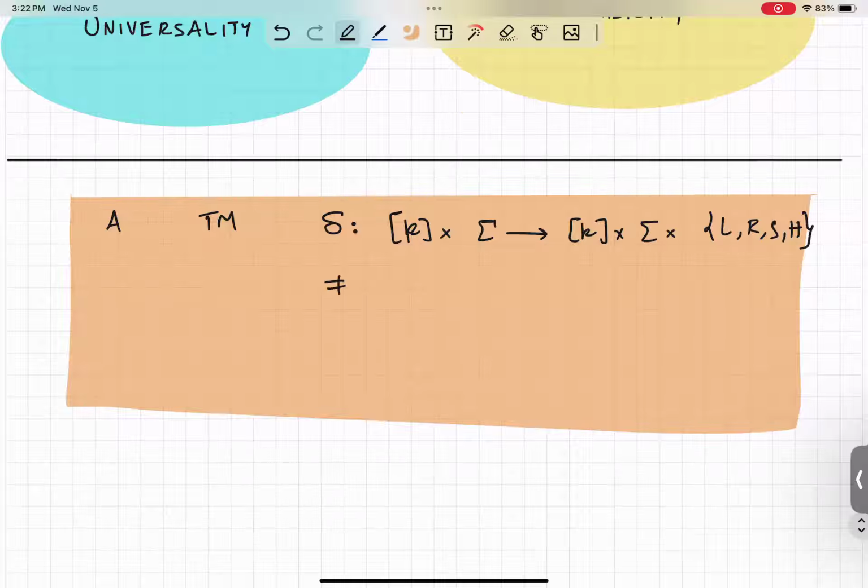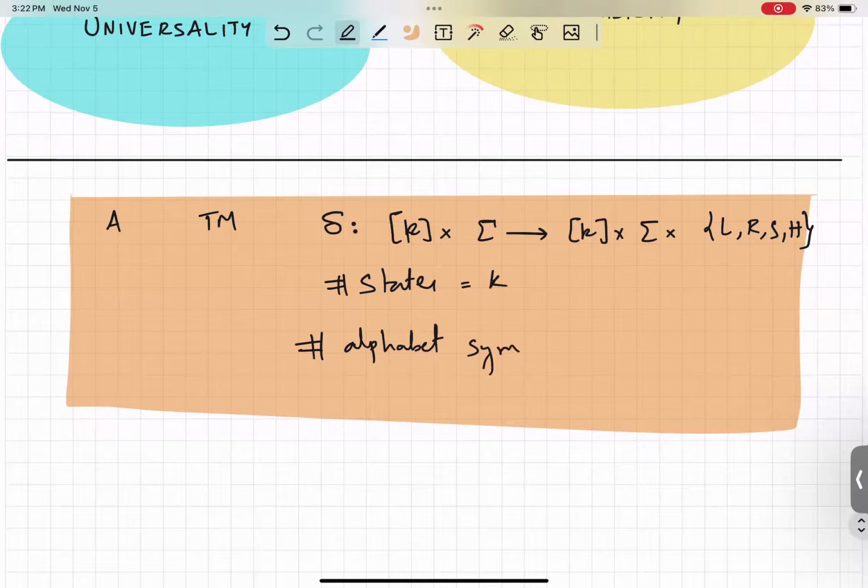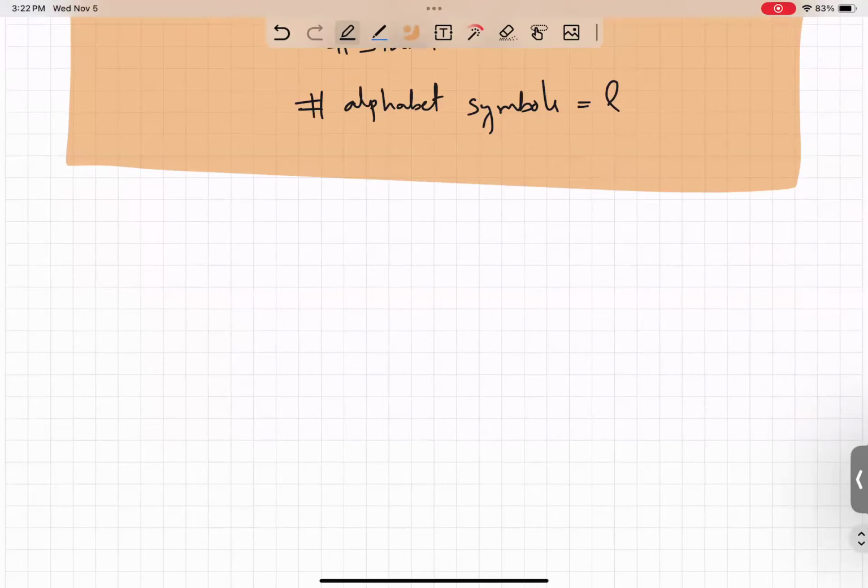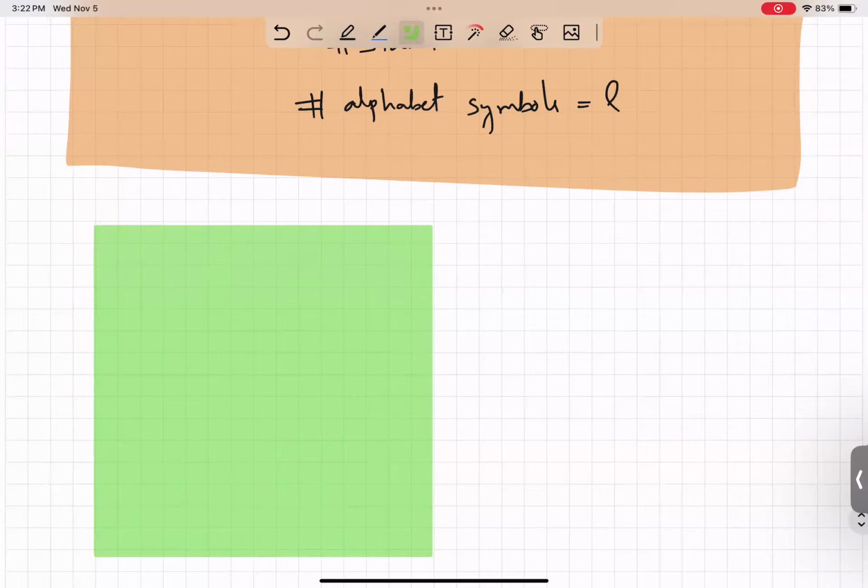Right? And so the number of states is k, and the number of alphabet symbols equals L. Okay. I might just be using 0, 1, our triangle, empty, and then maybe some other things. Okay. And how would you write it down? As I said, to describe the computer, you just had to write down a table.